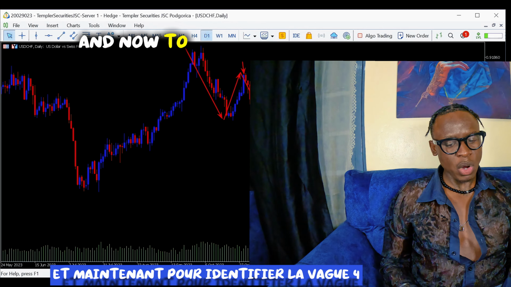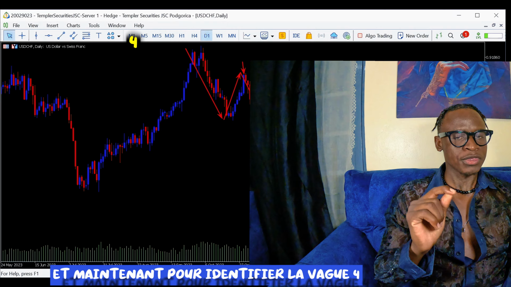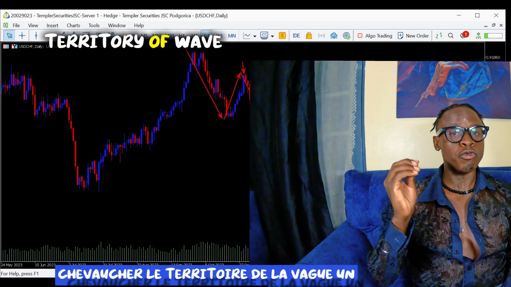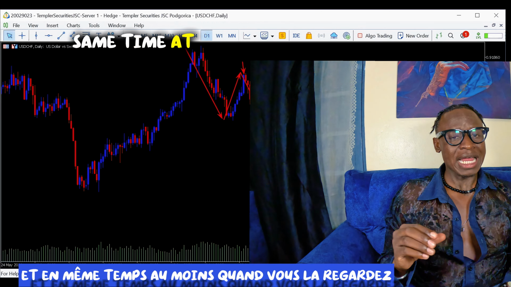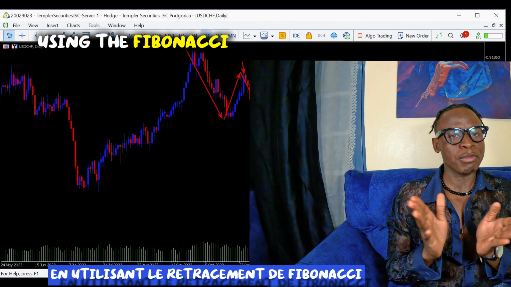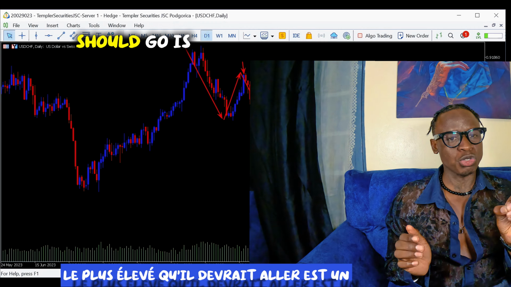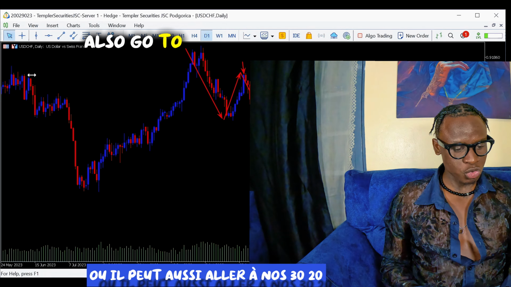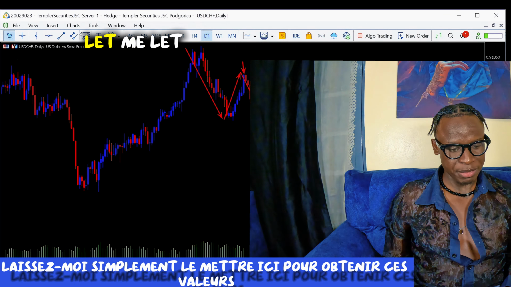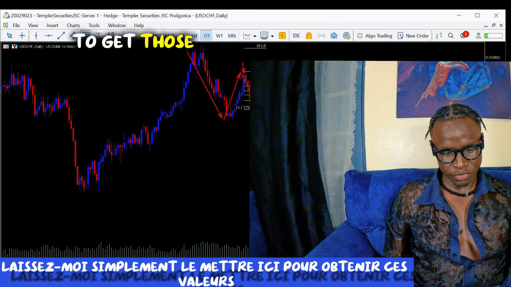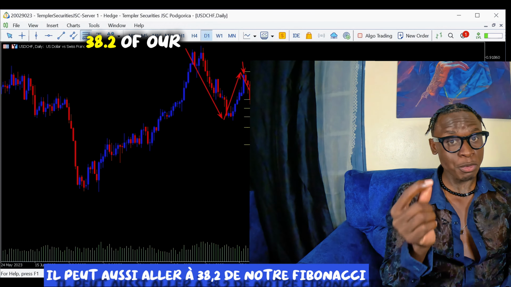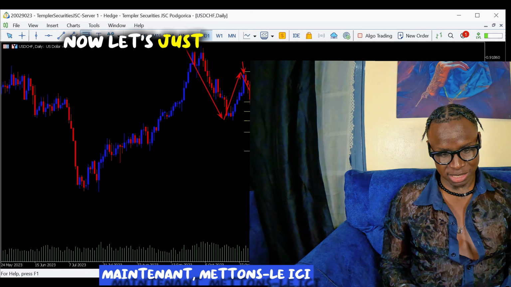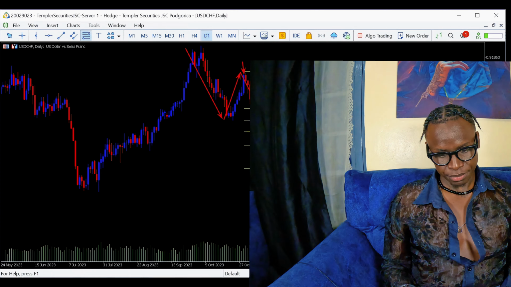And now to identify wave 4, its retracement must not overlap into the territory of wave 1. And at the same time, when you are eyeing it using the Fibonacci retracement, the highest it should go is the 50 level of the Fibonacci retracement, or it can also go to our 38.2, or 23.6 of our Fibonacci. Okay, let me just put it over here to get those values.